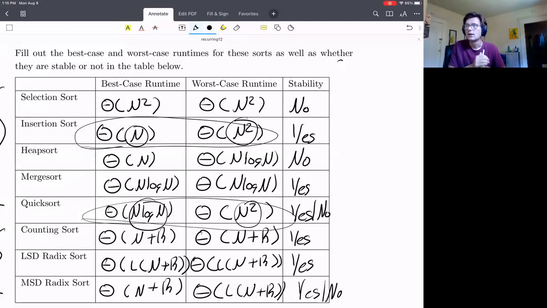Okay, that is this question. I'm not going to do the final one because it's an algorithm design question, which is not in scope, but you can do it if you want to.